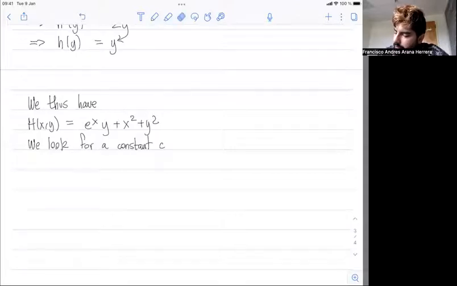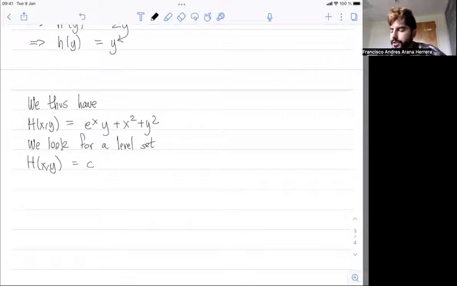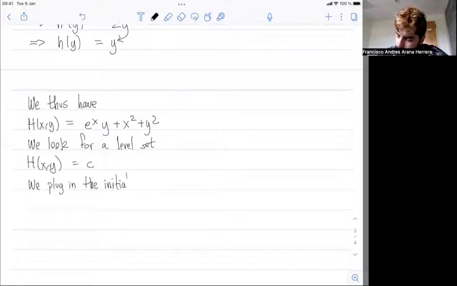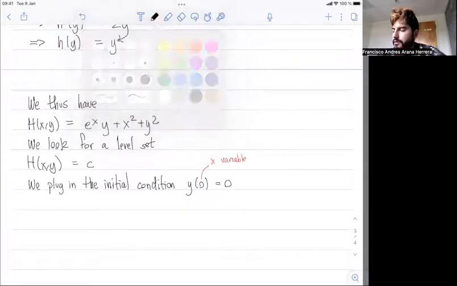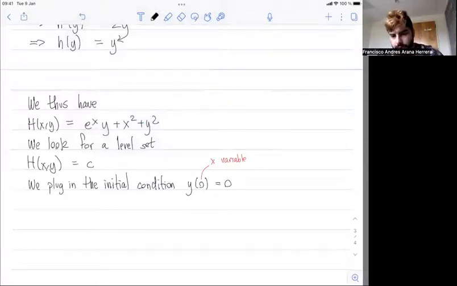So maybe let me say we look for a level set of the form e to the h(x,y) equals c, which gives us the solution to our initial value problem. So what we should do is plug in the initial condition, as always. When we want to solve for a constant, we plug in the initial condition that y at 0 is 0. And here what you should think about is that this 0 here is the x variable. Because y is a function of x, y at 0 is 0, so that's what happens.